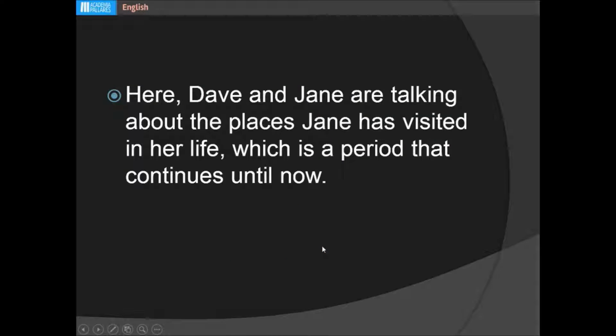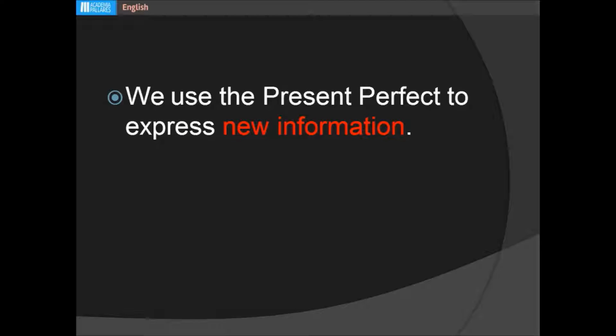So here Dave and Jane are talking about the places Jane has visited in her life, which is a period that continues until now. Okay, we also use the present perfect to express new information. This is very common when we report news, for example.